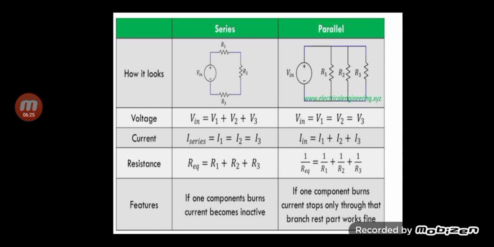If one component burns in a series circuit, the current stops because it has only one loop. But when one component burns in a parallel circuit, the current stops only through that branch. The rest of the circuit will work fine.